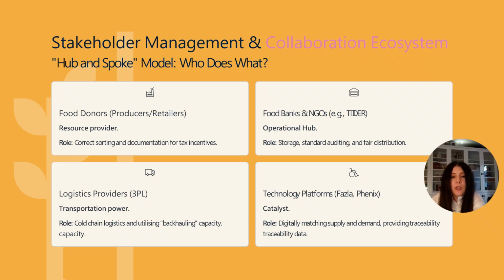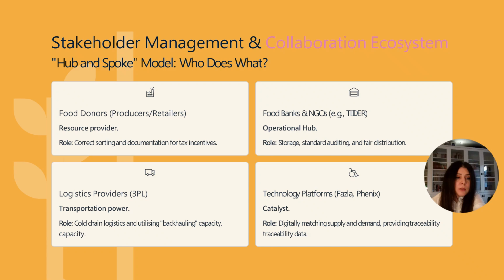Food donors are obligated to sort products correctly. We don't tell them, "throw your trash at us." We say, direct your resources to us to gain a tax advantage. Food banks like TDASH are our operational hub, the last bastion of quality control. Logistics providers are the arteries. However, the most critical player in this system is the technology platform, like Fazla, like Phoenix.